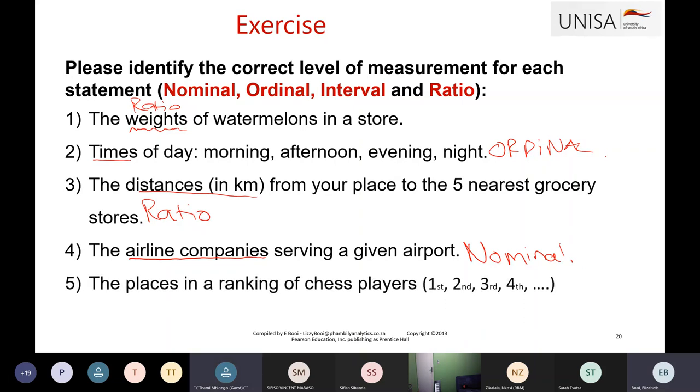Last one. The places in ranking of chess players: first, second, third, and fourth. It's ordinal. It's because it's ranking them as first, second, third, and fourth, which are categories, so it is ordinal. Now, before we move on, I need to also mention this.